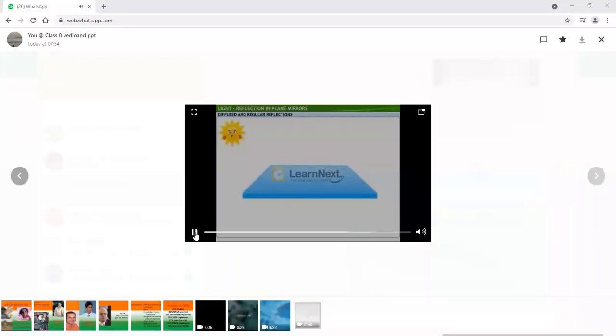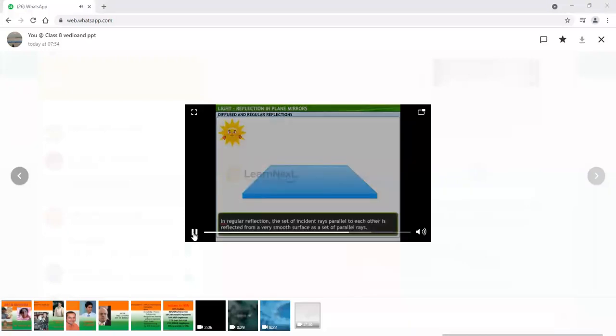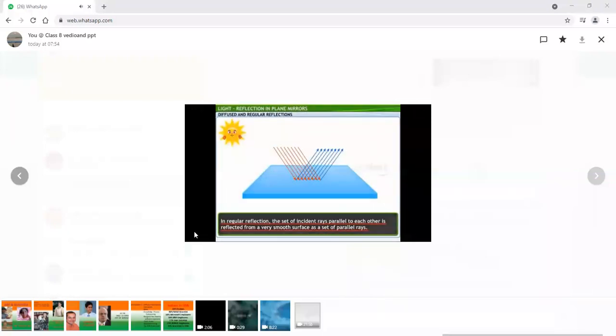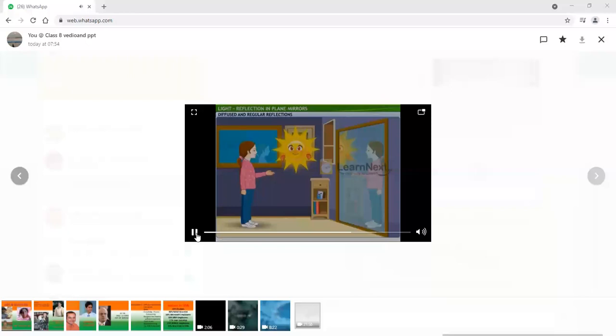The reflection from a very smooth surface, like that of a plane mirror or a plane glass, is called regular reflection. In regular reflection, a set of incident rays parallel to each other is reflected from a very smooth surface as another set of parallel rays. Are you saying that images are not formed on irregular surfaces? That's correct.